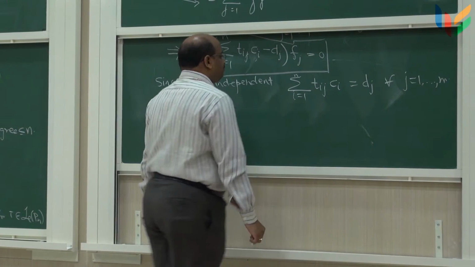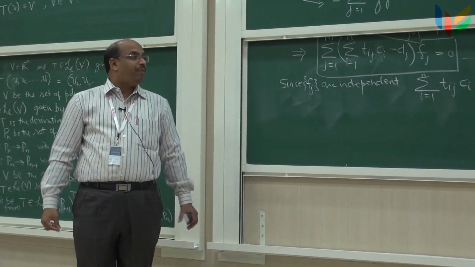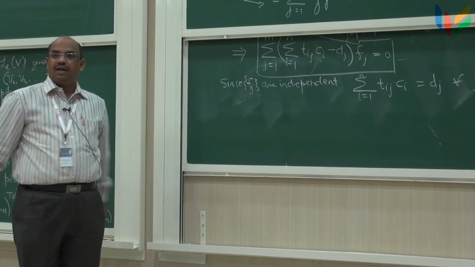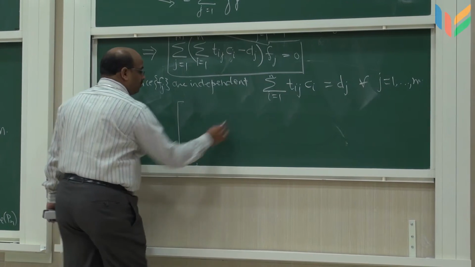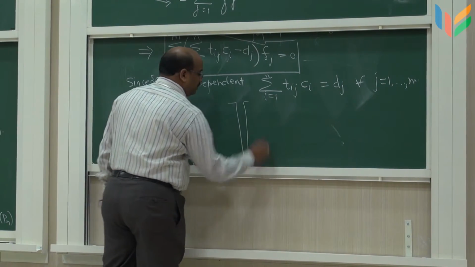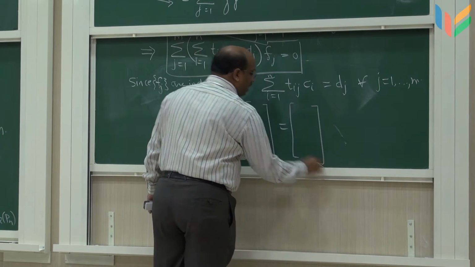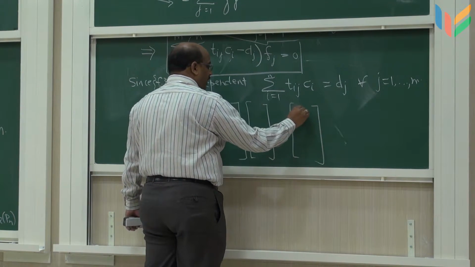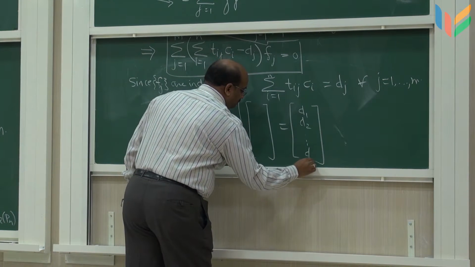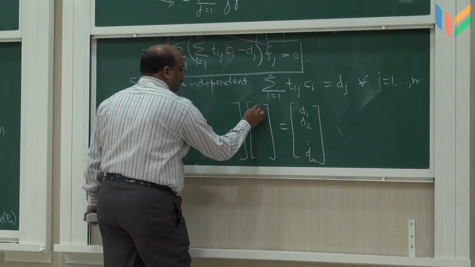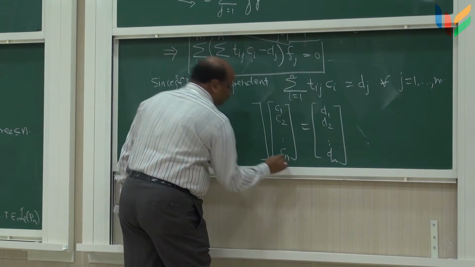Okay? So that's the conclusion that we get from independence. Now I'm going to write this slightly differently. I'm going to write each one of these things in a format that is much easier. So I'm going to write d1, d2, dm. And similarly here I'm going to write c1, c2, cn.